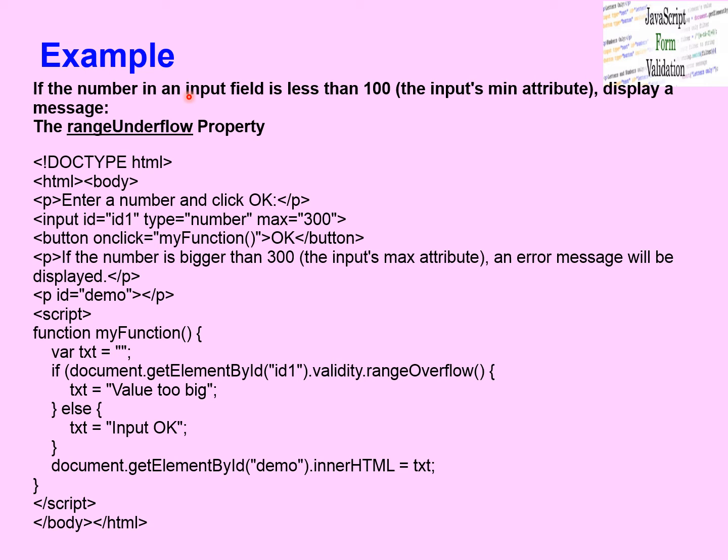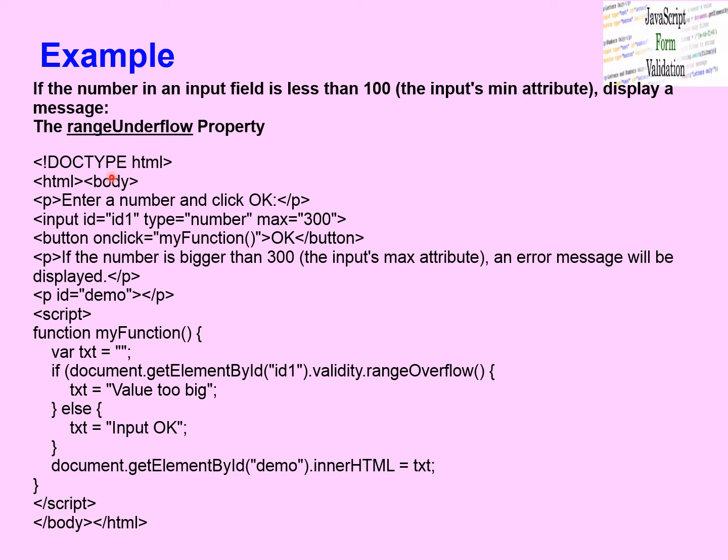Here there is a correction, the range overflow property. On the previous slide we discussed range underflow. So here in this example we are going to see the range overflow function. If the number in an input field is less than 100, it displays a message with the range underflow property. If the number in an input field is greater than a specified number, it will display a message called range overflow property.